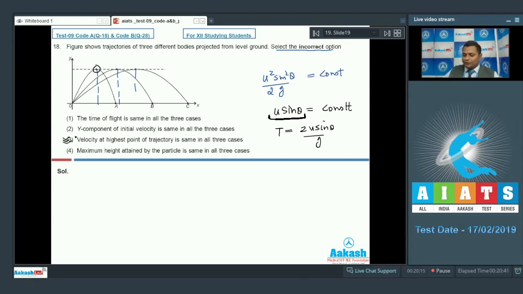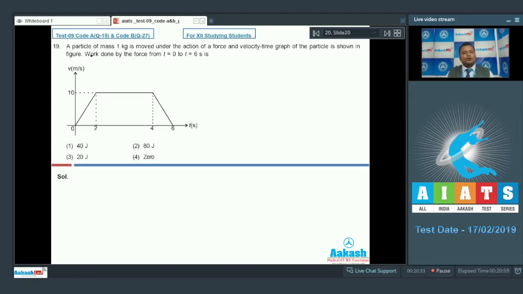Okay, now we will proceed to the next question, question number 19. In question number 19, it is saying that a particle of mass 1 kg is moved under the action of a force, and the velocity-time graph of the particle is given in the diagram. We need to find the work done by the force from t equal to 0 to t equal to 6.